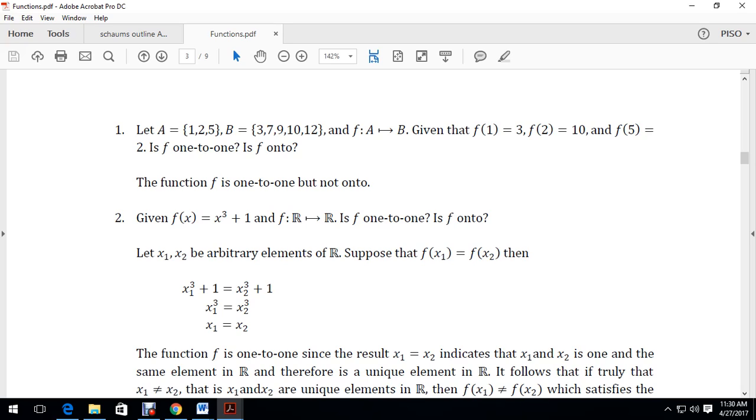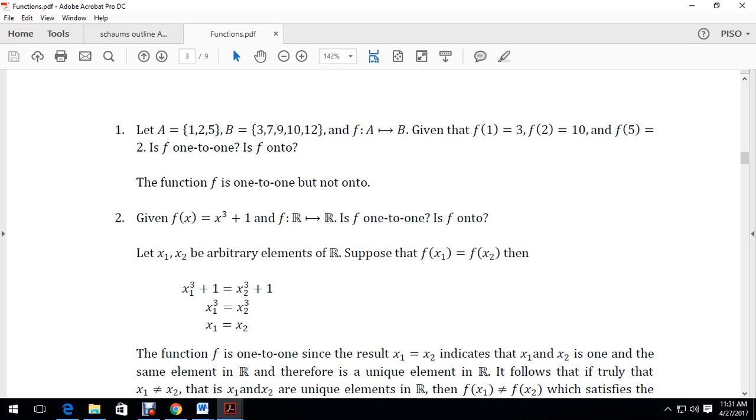Now suppose f of 1 is equal to 3. What is meant by f of 1 is equal to 3 is that in the mapping from A to B, the element 1 is mapped to the element 3. Now f of 2 is equal to 10, so the second element of A is mapped to 10, and f of 5 is mapped to 2. Okay, the question now is: is f one-to-one? The second question is: is f an onto function? Now the answer is the function f is one-to-one but not onto.